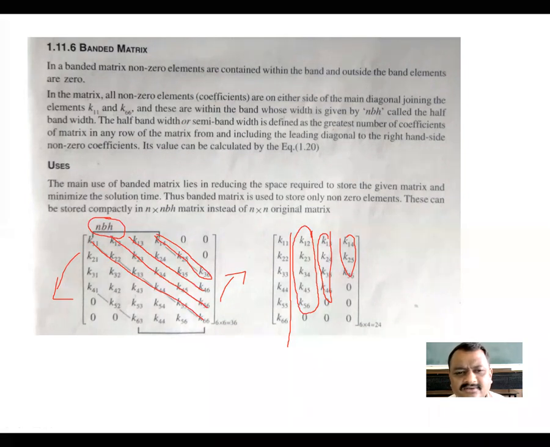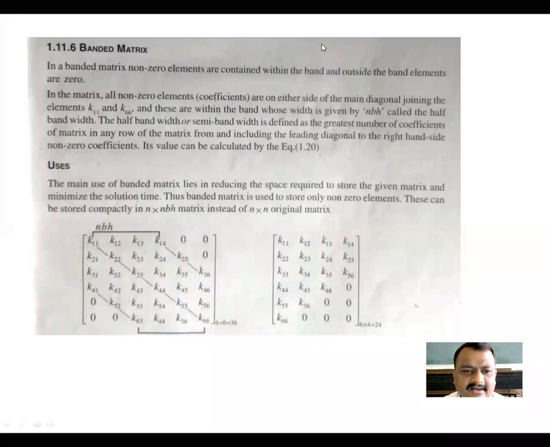Now, the main use of the banded matrix is in reducing the space required to store the given matrix and minimizing the solution time. So if the number of elements stored in the matrix is less, then the computation time is also less. So solution is easier. The banded matrix is used to store only non-zero elements. Zero elements are neglected. These can be stored compactly. Now, instead of storing the whole 6 by 6 matrix, it has reduced to 4 by 6, that is 24. So instead of storing the whole 6 by 6 matrix, using bandwidth, I can store only 24.